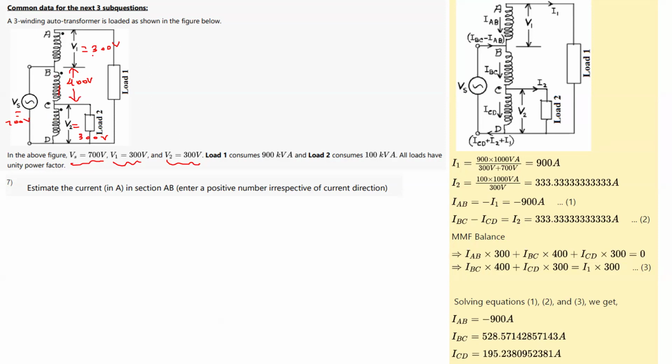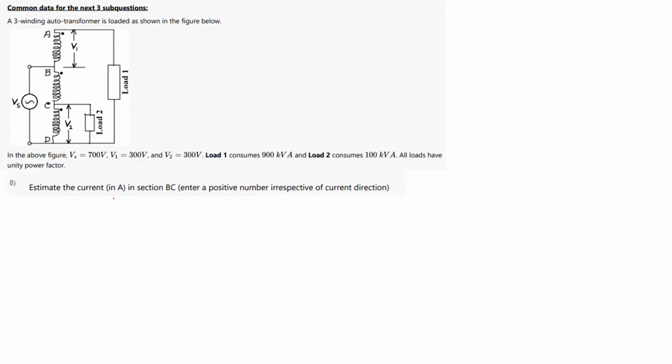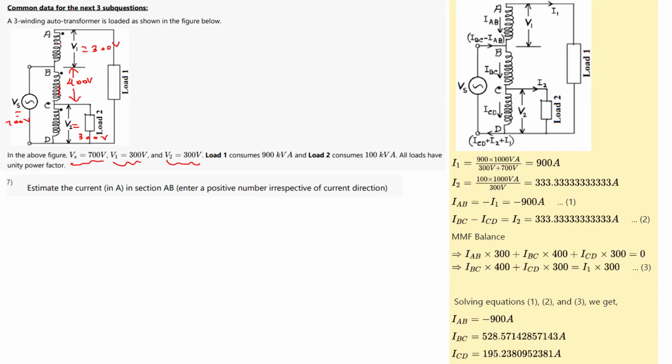So what we have to do is estimate the current in all the sections. In the next three sub questions, we have to estimate the current in the AB section, the current in the BC section, and the current in the CD section. So we have to calculate currents in all these AB, BC, CD sections in the subsequent three questions. So how to do it?